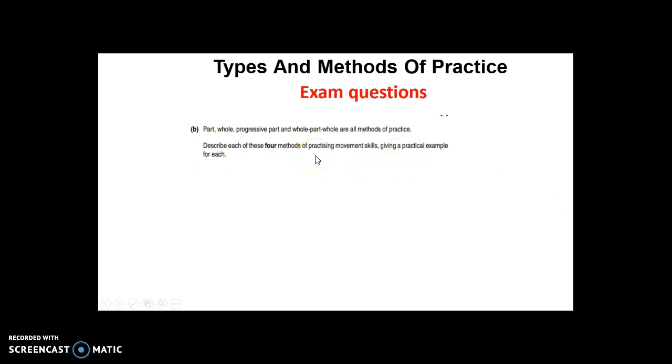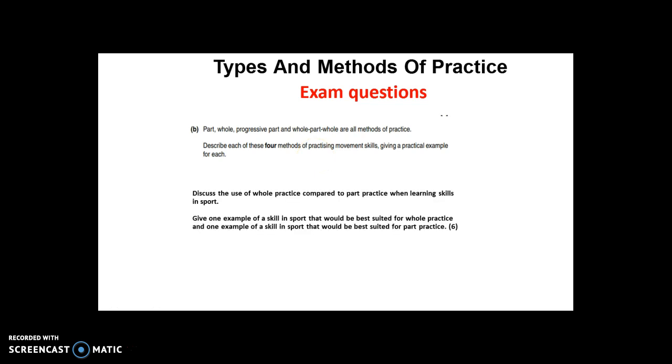However, the other types of questions that can come up on practice are a little bit more challenging. You're looking here, thinking, right, it's a question: discuss the use of whole practice compared to part practice when learning skills in sport. Give 1 example of a skill in sport that would be best suited for whole practice and 1 example of a skill that would be best suited for part practice. This is the type of question that requires slightly higher order knowledge. It means you need to understand that you have to be able to talk about when these practice types are most effective.